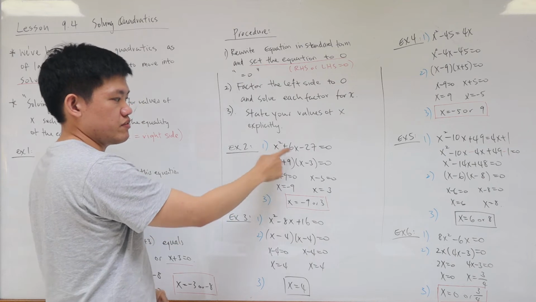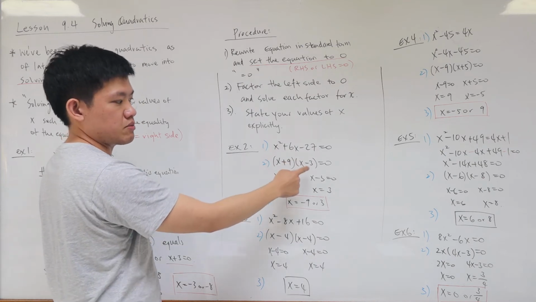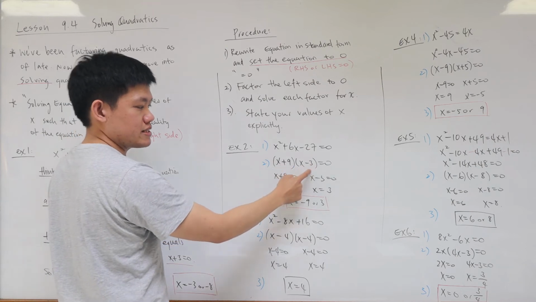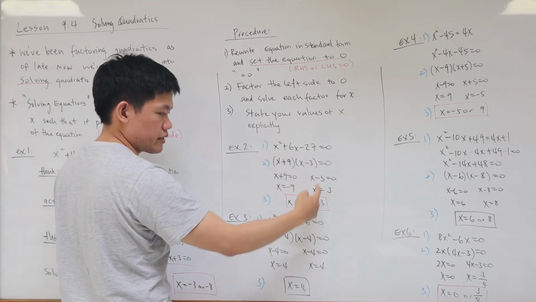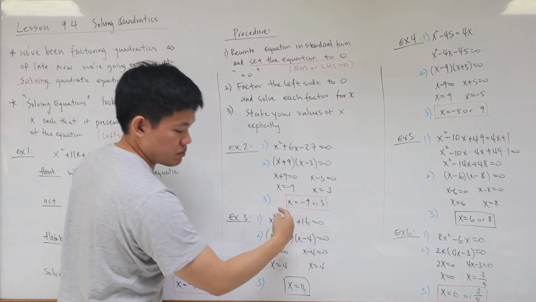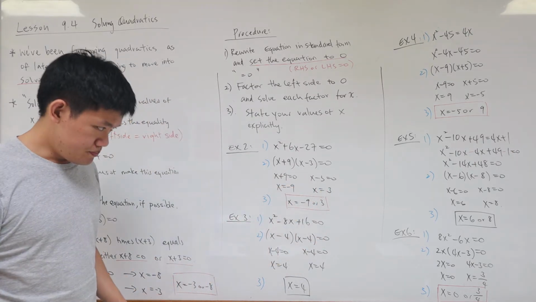Okay? That means we refactor this, we end up with (x + 9)(x - 3) = 0. That means either this is 0 or this is equal to 0. So we solve those individually. We end up with x = -9 or x = 3. And that's my explicitly stated solution.